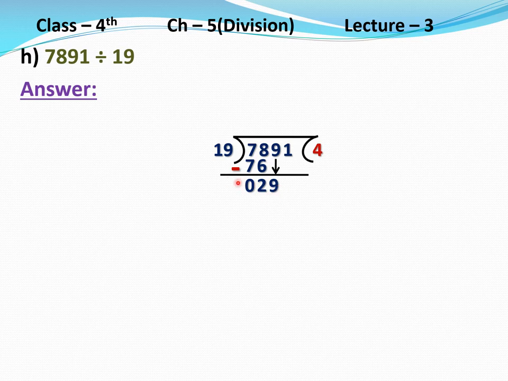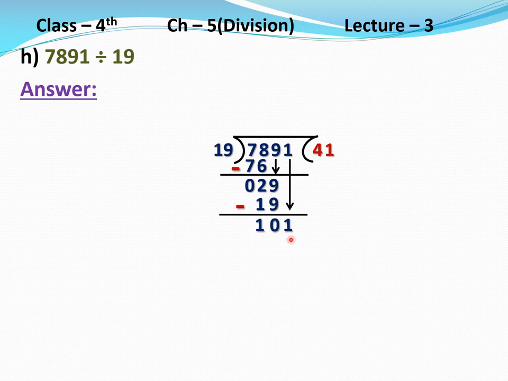The number is 29. Now again multiply this 19 by a number so that it is equal to 29 or less than 29. It should not be greater than 29. 19 multiplied by 1 equals 19. Okay, now we will do subtraction. 9 minus 9 is 0, write 0 here. 2 minus 1 is 1, write 1 here. Now take the next number, that is 1.